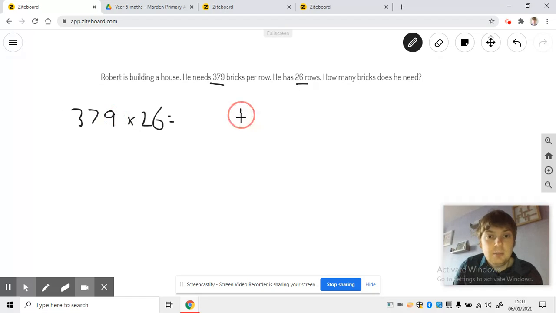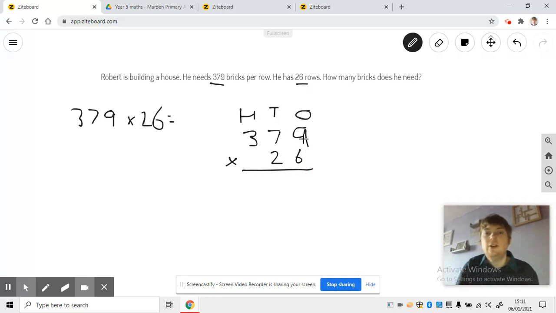So I've got a 3-digit number. Let me start off by doing my place value and writing in the numbers as they should go. We know our first step is going to be focusing on multiplying 379 by our ones, which is 6. We can do that by going 6 multiplied by 9 is obviously 54. So we exchange 54 with 4 ones and we've got our 5 tens.